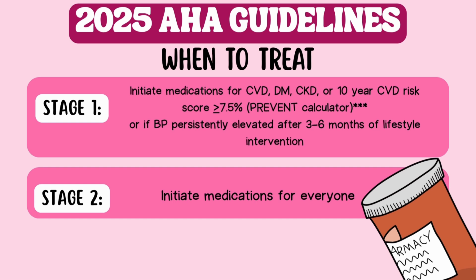If a patient has stage 1 hypertension, but they do not have any of these comorbidities and they do not have a 10-year CVD risk score of greater than or equal to 7.5%, the recommendation would be to do lifestyle intervention for 3 to 6 months. If they do not see improvement in their blood pressure after those 3 to 6 months, then it would be recommended to initiate medications at that time. The recommendation for stage 2 is to initiate medications for everyone who's diagnosed with stage 2 hypertension, regardless of comorbidities.